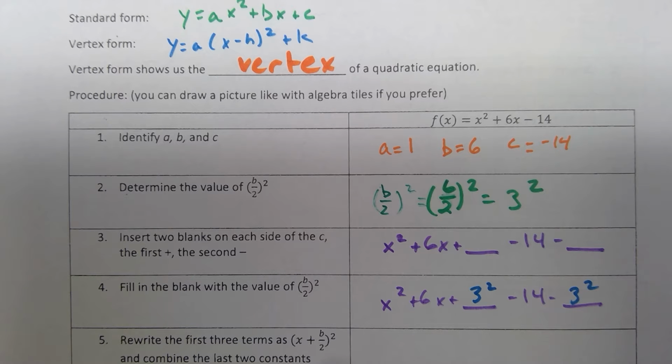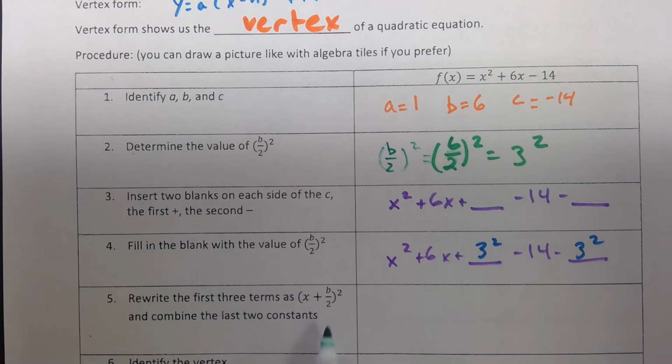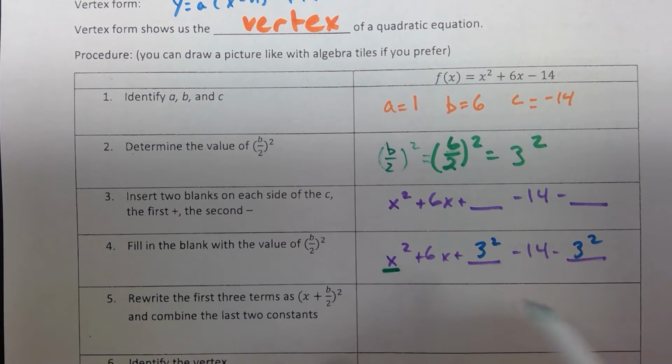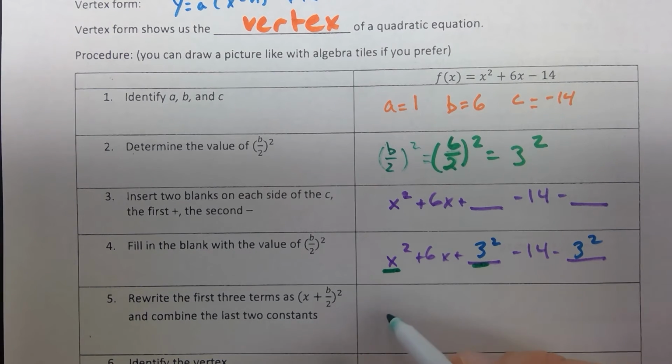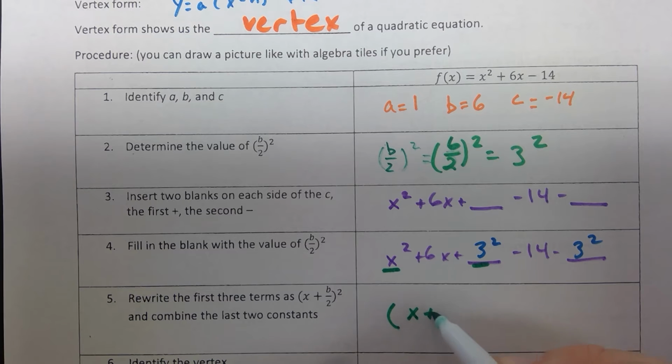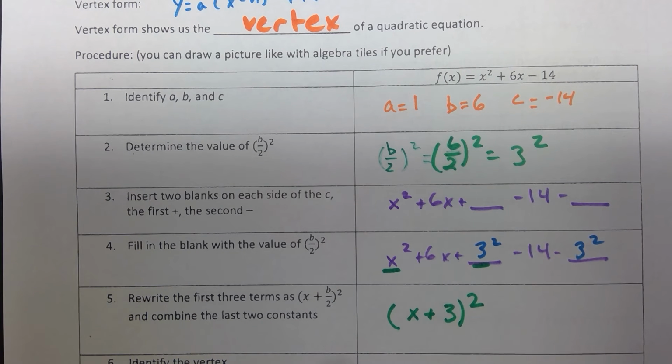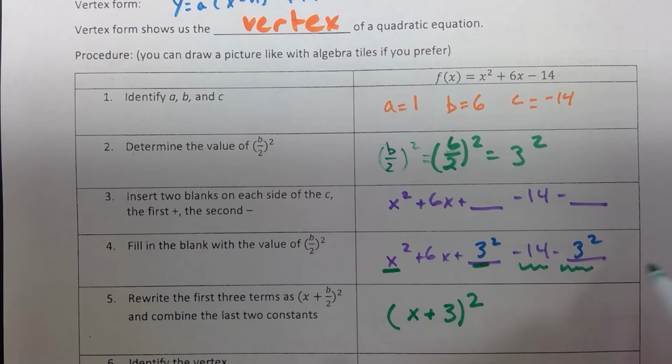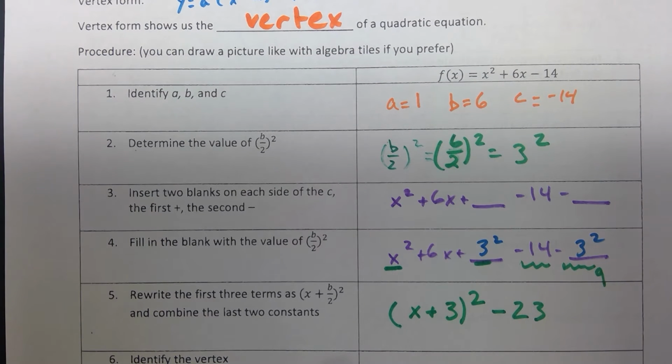So now what I want to do is rewrite the first 3 terms as x plus b over 2 in parentheses squared. I'm going to highlight this part right here and bring them down. So x plus 3 parentheses squared. Now I'm going to combine these numbers. This one's going to be 9. Negative 14 minus 9 means minus 23. And look at that, we're in vertex form.